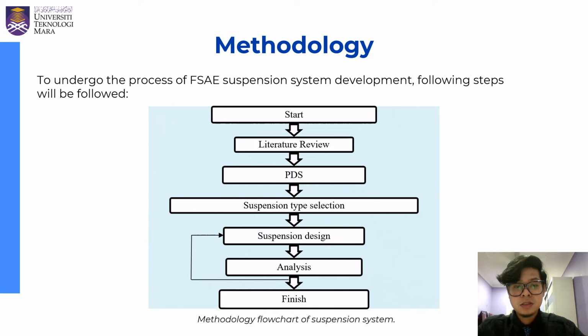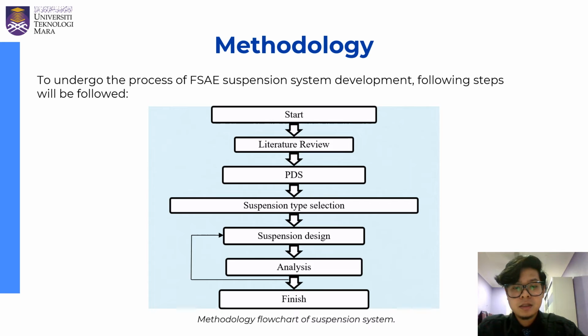This is the methodology flowchart of suspension system development. The design of suspension system will be followed using this flowchart. The design of suspension system is an iterative design process. Iterative design refers to the process of designing, testing, analyzing, and refining until desired result is obtained. Initial step in the procedure is to gather information about the related study. Then, product design specification will be created to meet the project requirements.